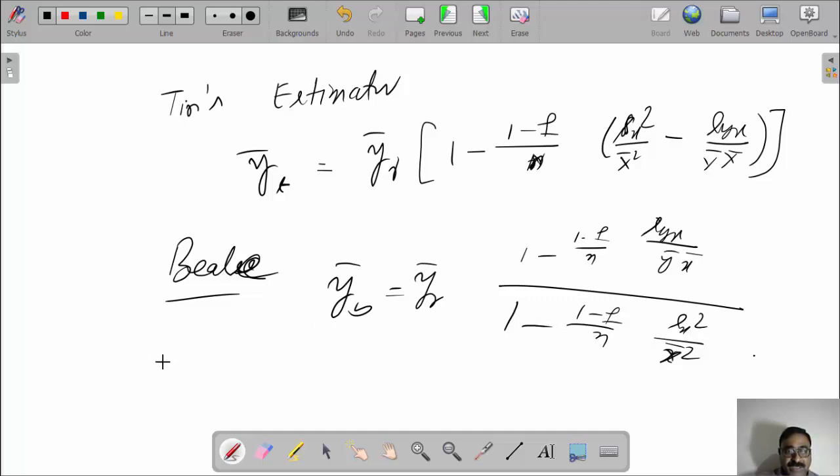So we can see that variance of Tin's estimator, variance of Beale's estimator and variance of the usual ratio estimator are same to the order of n inverse, and this Beale's estimator is usually preferred because it cannot take negative values. Now, thank you.